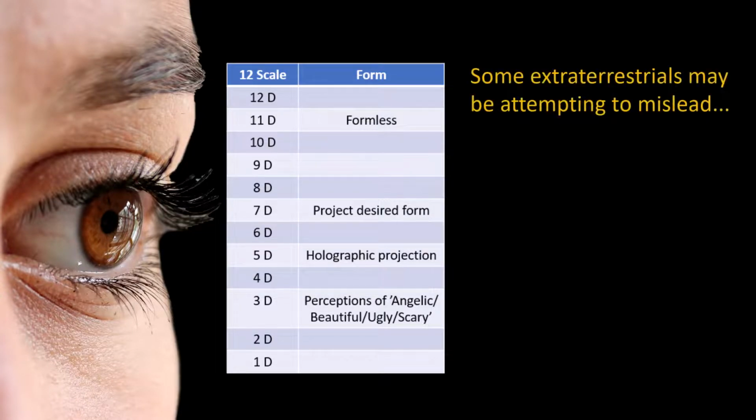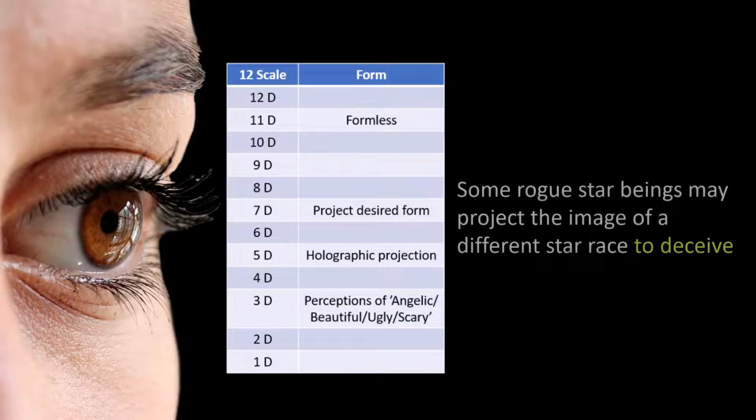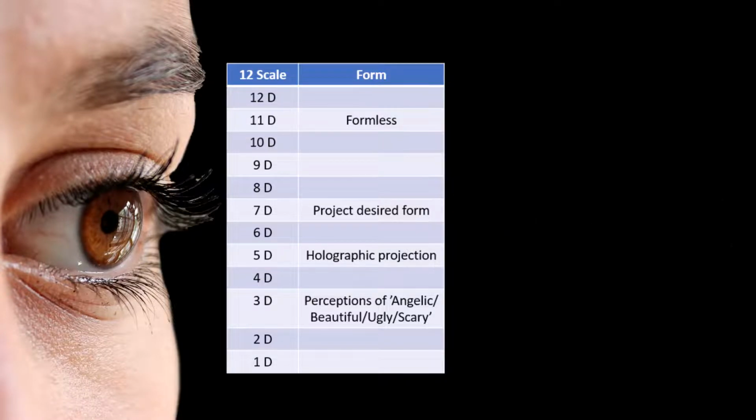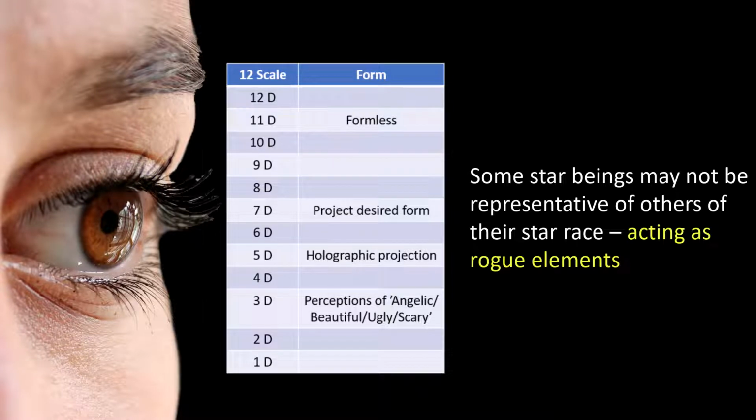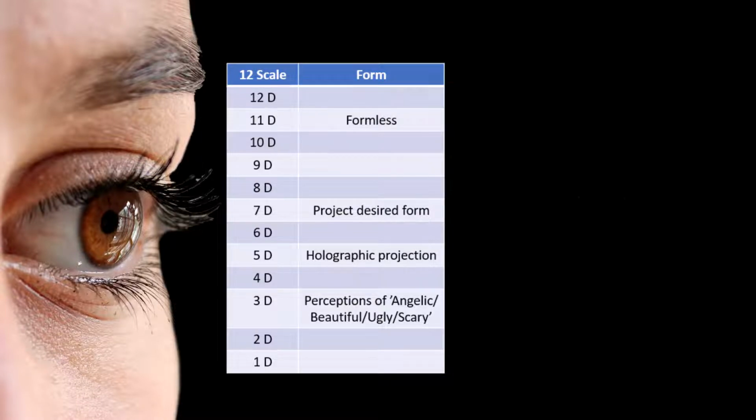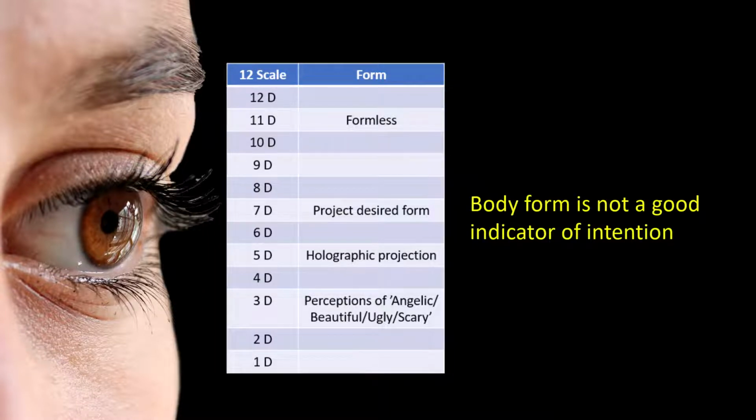Some extraterrestrials may be attempting to mislead. Some rogue star beings may project the image of a different star race to deceive. Some star beings project the image they feel will be most pleasing in order to seduce. Some star beings may not be representative of others of their star race, acting as rogue elements. Body form is not a good indicator of intention.